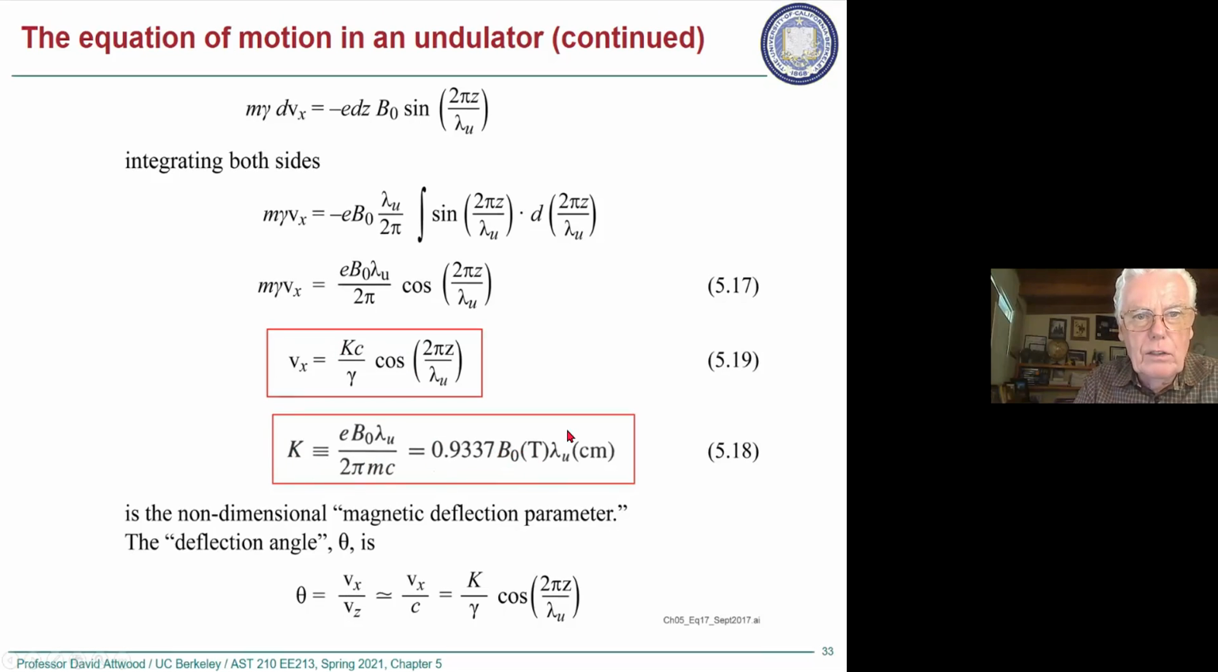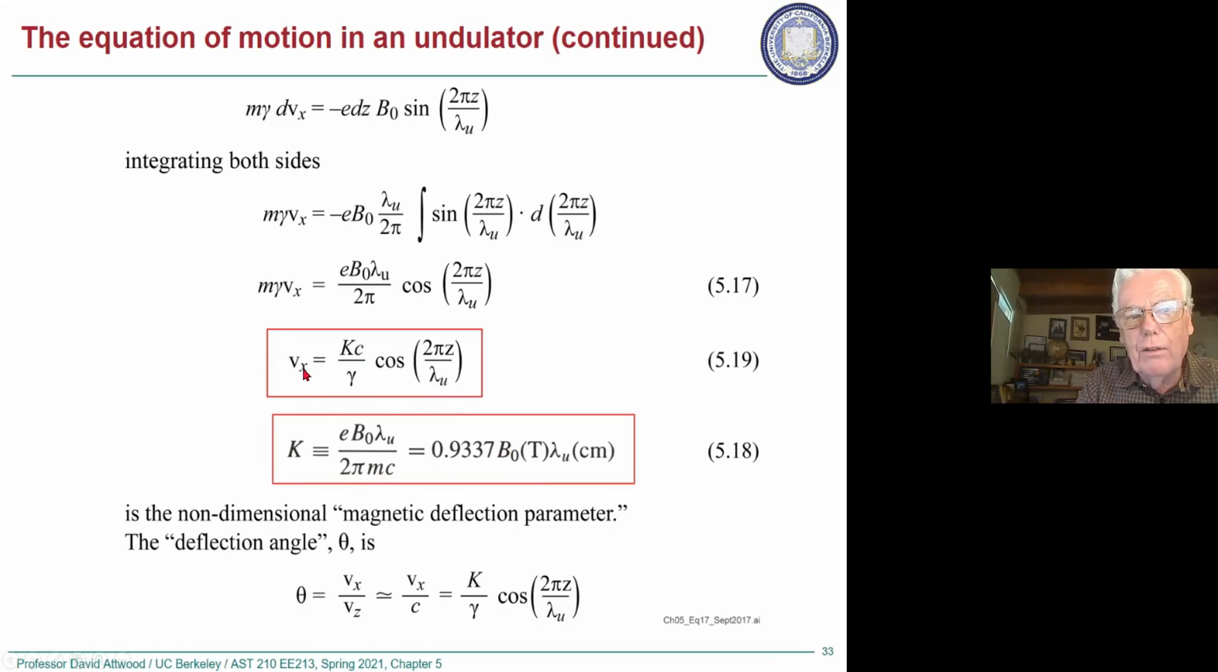So this is interesting. We found out about the transverse motion, but you know, we said that the total velocity is not changed by the magnetic field, so that the total velocity v squared, which is equal to vz squared plus vx squared, is a constant.